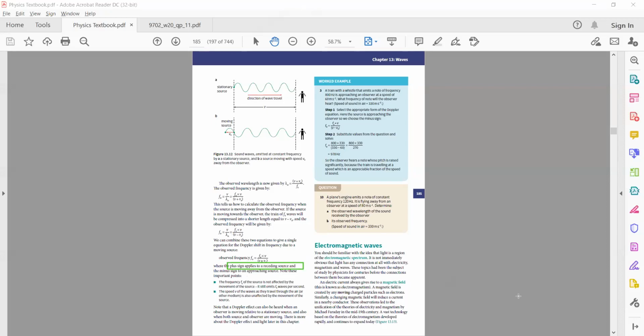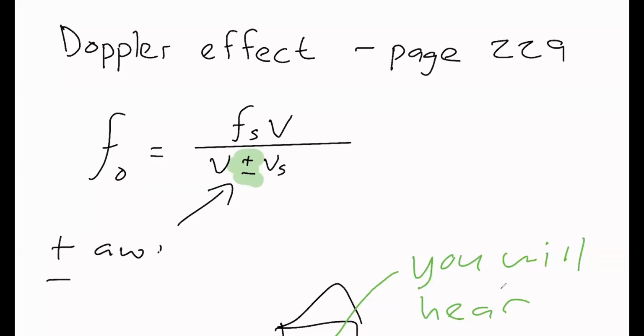So let me just go back to the iPad and then I'll share that. But it is in the textbook. You must just read it. It's all there. But that's the only thing that makes this equation a little bit confusing. It's when to use the positive and the negative. So positive here is going to be for away, and negative is going to be toward.